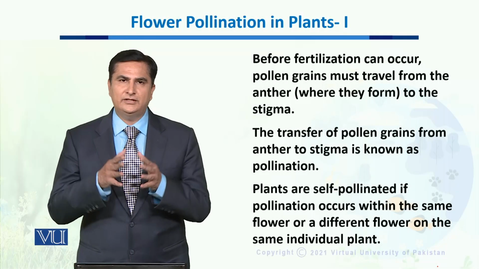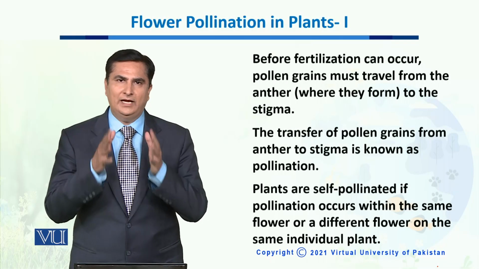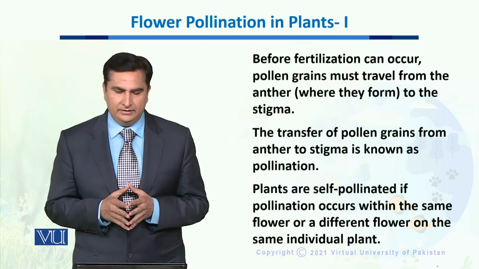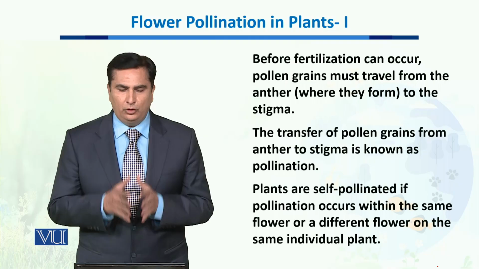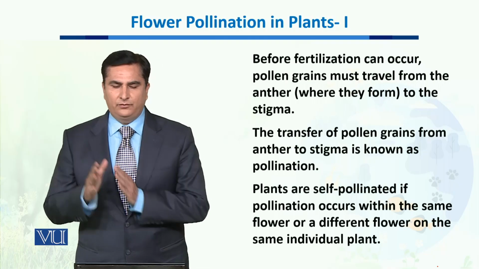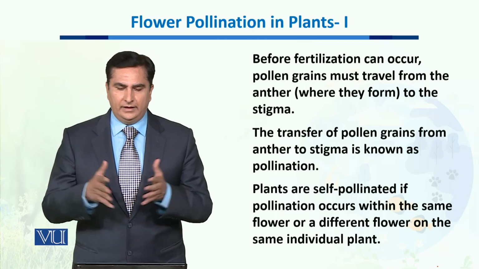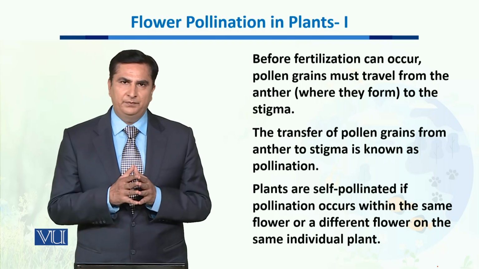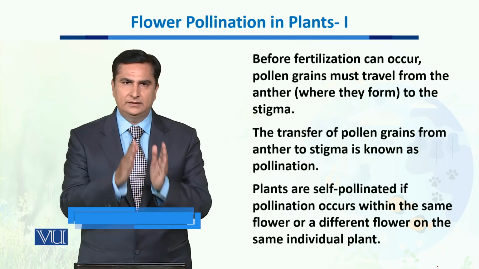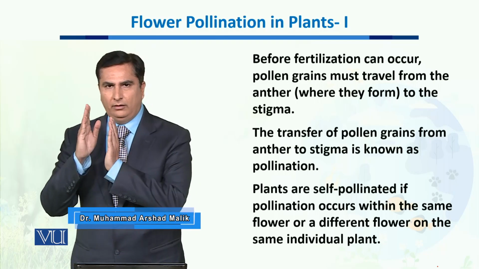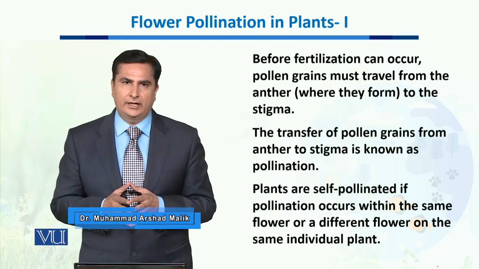Dear students, in this unit, we will talk about flower pollination in plants. Now, before pollination can occur, pollen grains must travel from the anther, where they are born, to the stigma. Pollination is actually the transfer of pollen from the male part to the female part, the stigma.